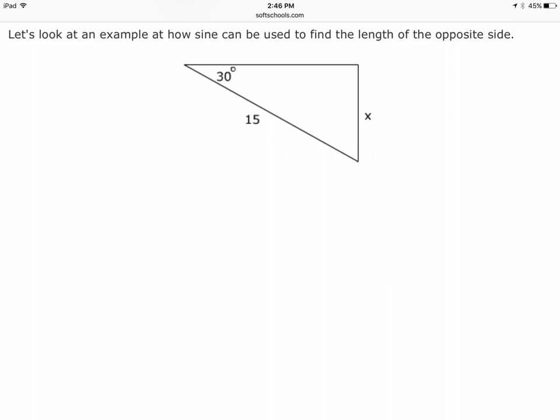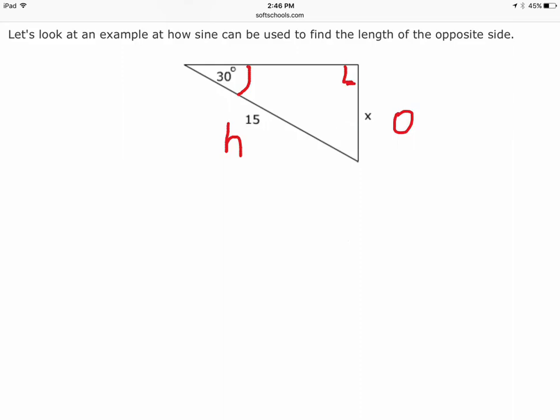Next, we have to identify the sides. So if this is the right angle, then that makes this the hypotenuse. If this is the angle we're given, then that makes this side the opposite, and this side the adjacent. We won't worry about the adjacent side right now.